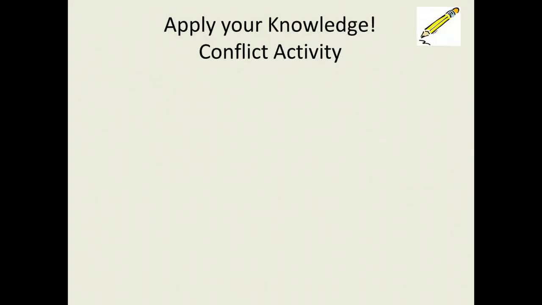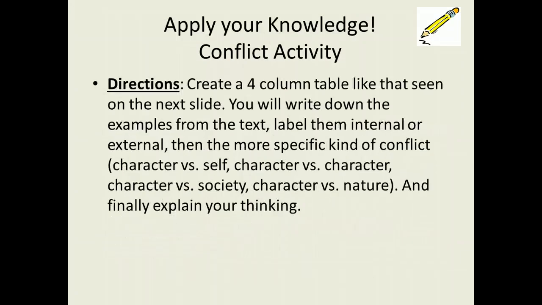Silly me. All right, so here's our final activity. What you're going to do is create a 4-column table that you're going to see on the next slide. You're going to write down the examples from the text, and you're going to label them if they're internal or external, and then you're going to give me the more specific kind of conflict: character versus self, character versus character, character versus society, and character versus nature. And then finally, you're going to explain your way of thinking.